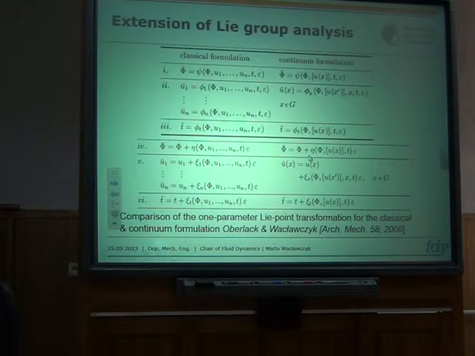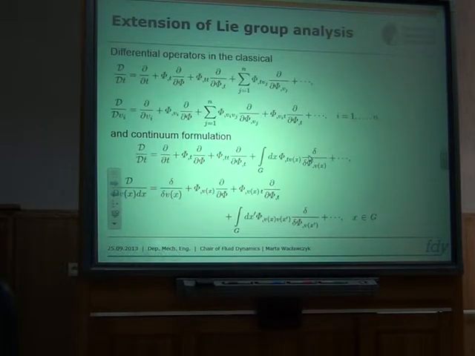The basic idea here is the classical formulation of the classical parameter point transformation, and its extension to the continuum formulation. So the set of variables was replaced by a continuous set, and also, instead of the set of infinitesimals c, we have a function. Here it's a function of x.